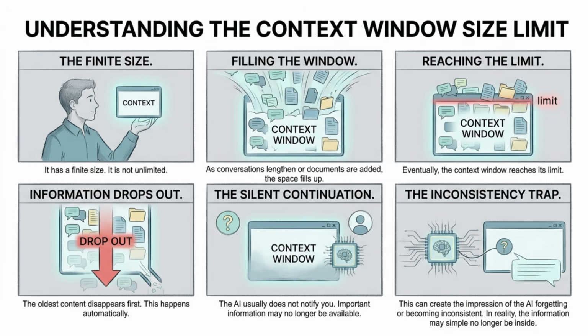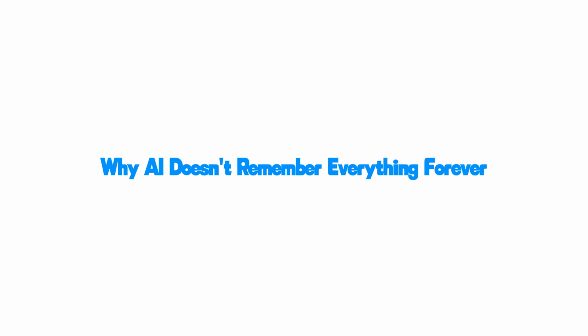This can sometimes create the impression that the AI is forgetting instructions or becoming inconsistent. In reality, the information may simply no longer be inside the active context window. Why doesn't AI remember everything forever?